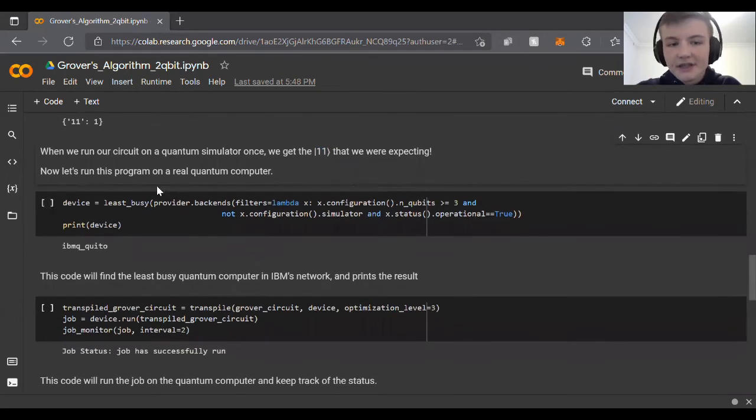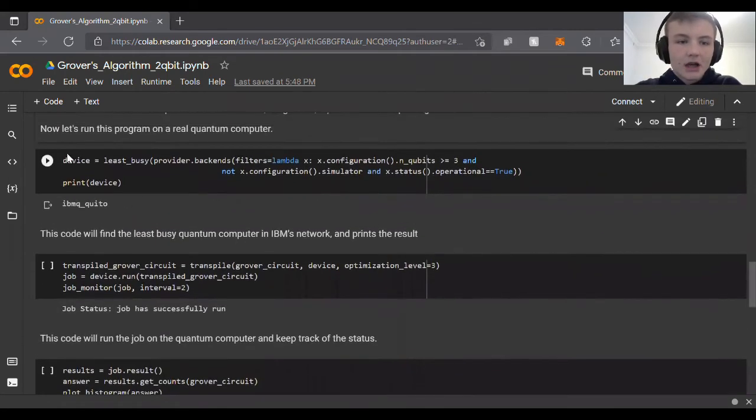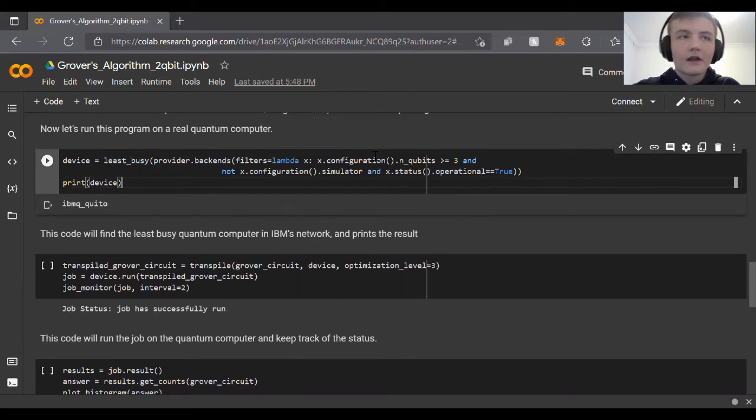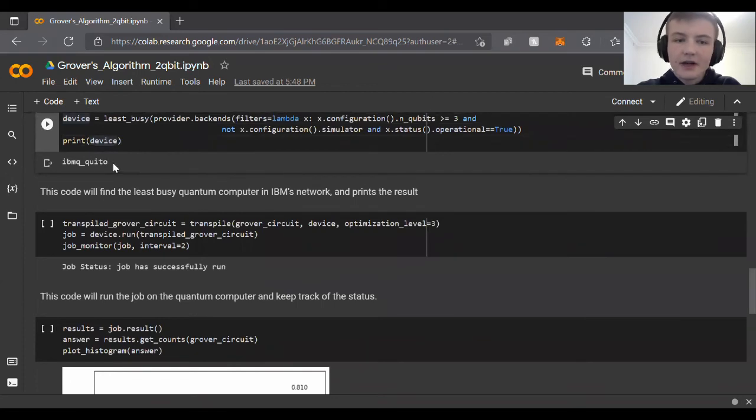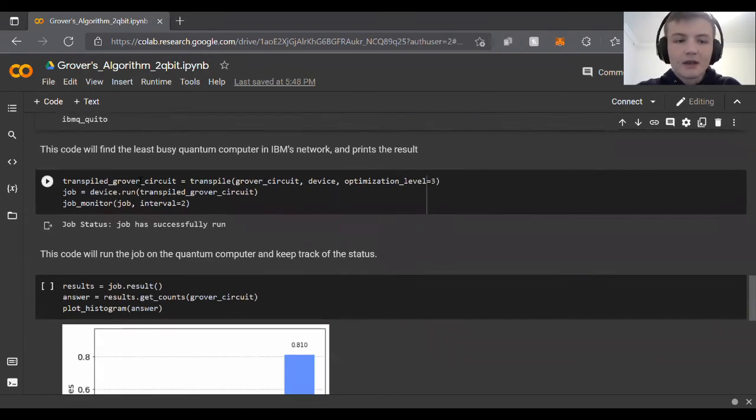So now let's see what this is like to run on a real quantum computer. We define a device, and essentially this least busy function will find a quantum computer in IBM Q's network that matches our filters. Here we're looking for a quantum computer that has 3 or more qubits, is not a simulator, and is operational. We print that device and we find that it's IBM Quito. Once again, this may be different when you're doing it. It might be IBM Lima or another device. This code will find the least busy quantum computer in IBM's network and prints the result, as we can see.